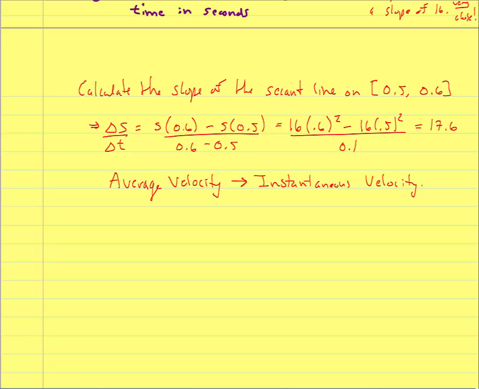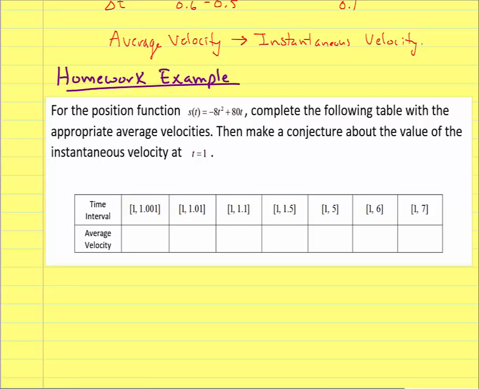Okay, so let's go ahead and look at an example in depth. For this example, we're going to add a few other things to it as well. Basically, we're looking at the problem, and this is my position function: s of t equals negative 8t squared plus 80t. What I want to do is complete this table with the appropriate average velocities. And then I'm going to make some sort of conjecture about what's going on at the instantaneous velocity at t equals 1.